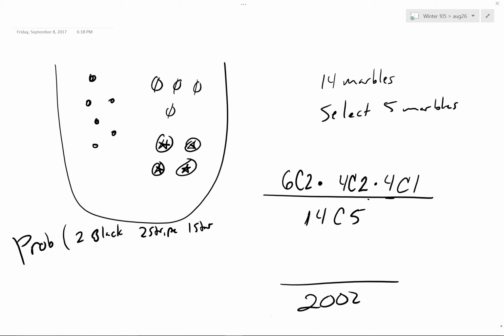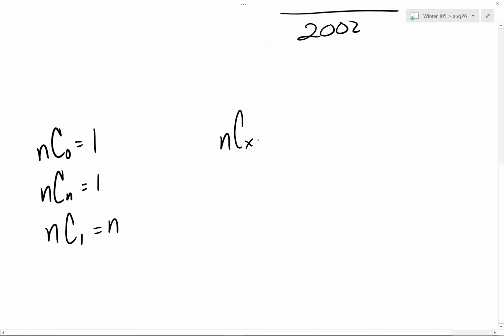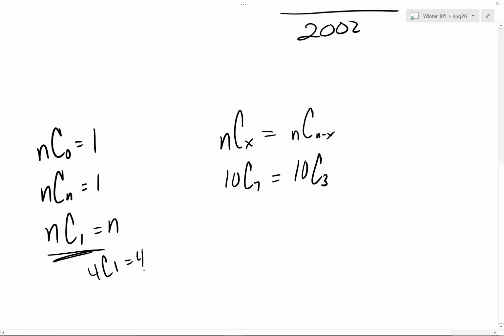Now, I do this individually on a calculator. Here are some things to think about as we do this. Anything choose 0 is 1. Anything choose all of them is 1. Anything choose 1 is n. And if you have n choose x, that is always equal to n choose n minus x. For instance, 10 choose 7 is equal to 10 choose 3. It always works out that way. So when you have 4 choose 1, that's equal to 4.